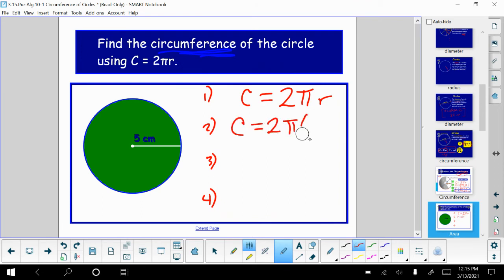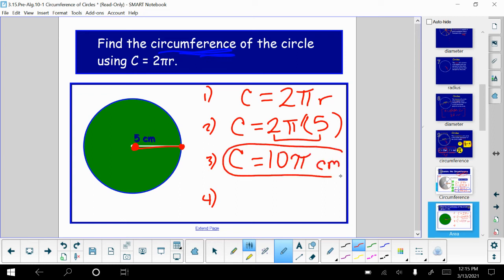So 2 times pi times some number. What do they give us here? Well, this is a line segment with an endpoint on the outside and at the center. Therefore, 5 is the radius. So let's come up with an exact answer here. We could write 2 times 5, oh, come on, Mr. Callan, that's 10 times pi centimeters. Notice that is an exact answer.